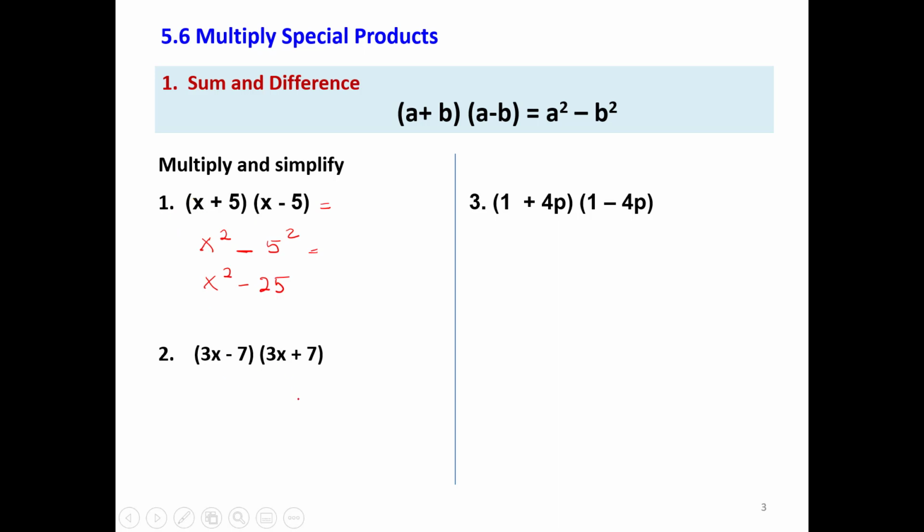Let's try the second one. To apply this rule, we always need to check if we have the sum and difference of the same terms. Here we have a sum and here we have a difference. We have 3x, and we have 7 and 7. Yes, we can apply this rule. What we have to do is square the first one, put a negative sign in between, and square the second term.